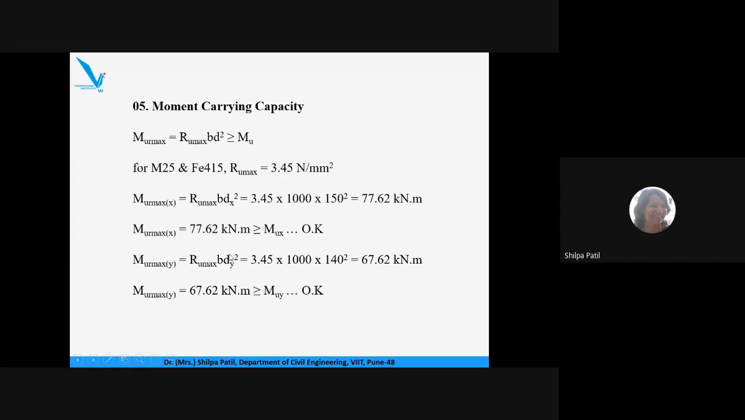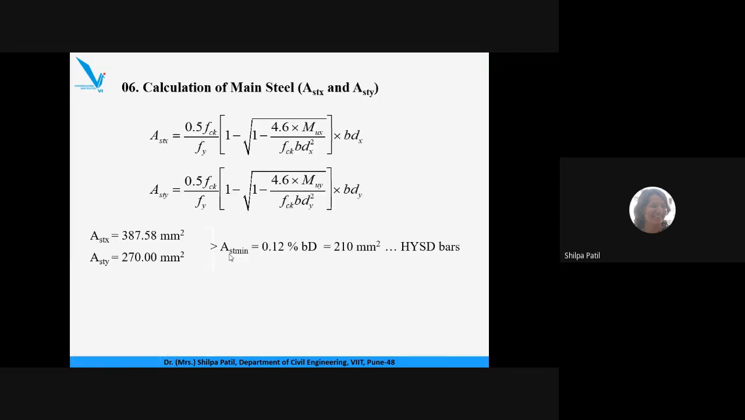So the moment the carrying capacity check is satisfied, the next step is calculation of main steel, that is AstX and AstY, by making use of these two formulas. Again, in these formulas, wherever there is Mu, we have to use the Mu for X direction and Mu for Y direction to calculate AstX and AstY. Similarly, the corresponding depths dx and dy we have to put in the formula separately and calculate AstX and AstY separately. Now the AstX is coming as 387.58 and AstY is coming as 270 mm square.